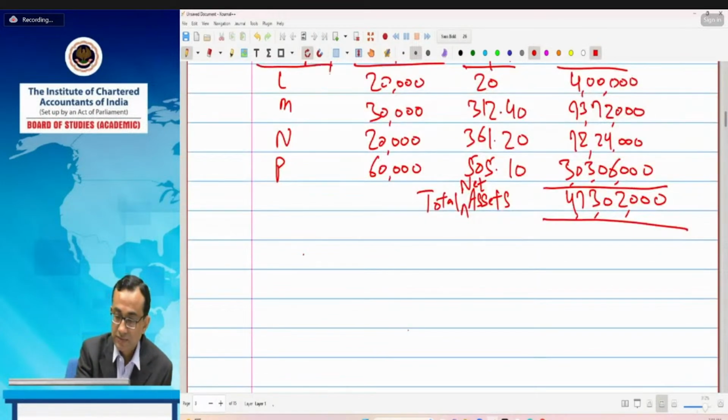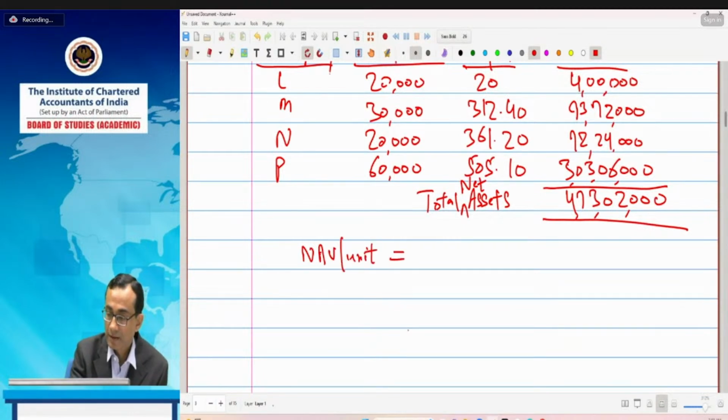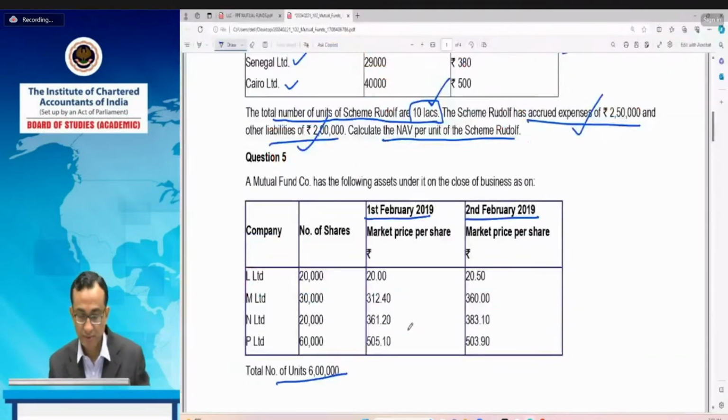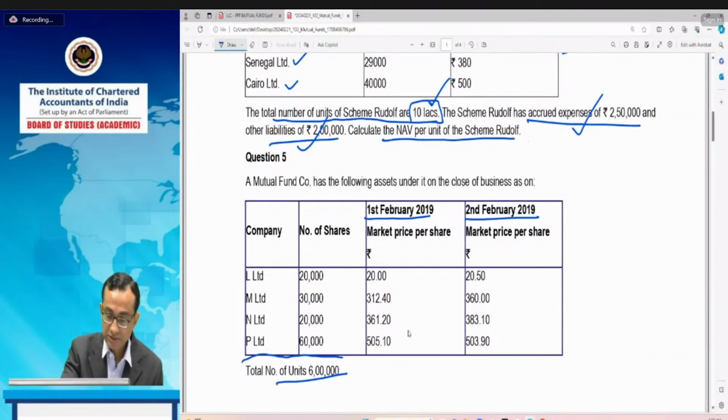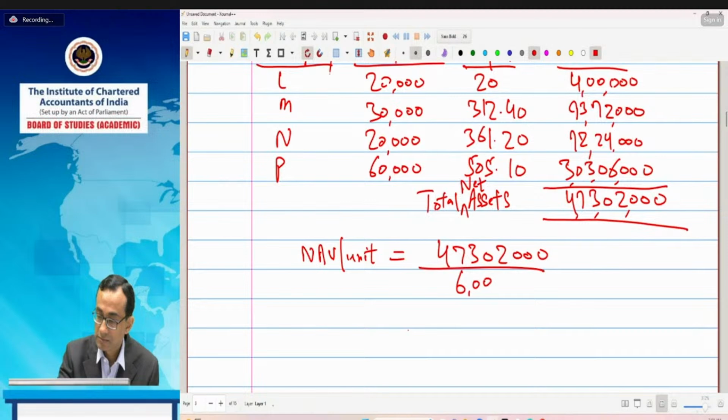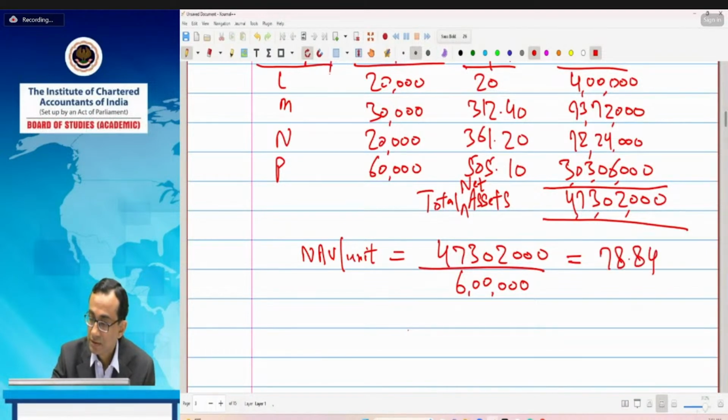Now calculate the net asset value per unit. Net asset value per unit. So it will be 4730 divided by the number of units. It is given in the question. Number of units is actually 6 lakh. It is given in the question. So it is coming to 78.84. 78.84 per unit. It's NAV.